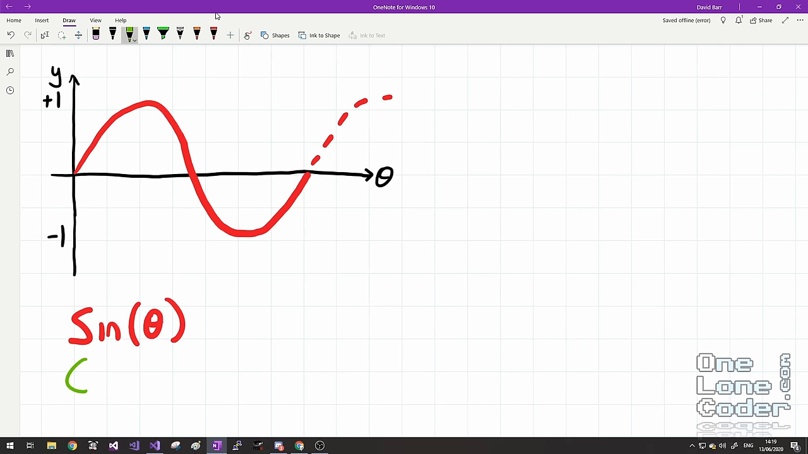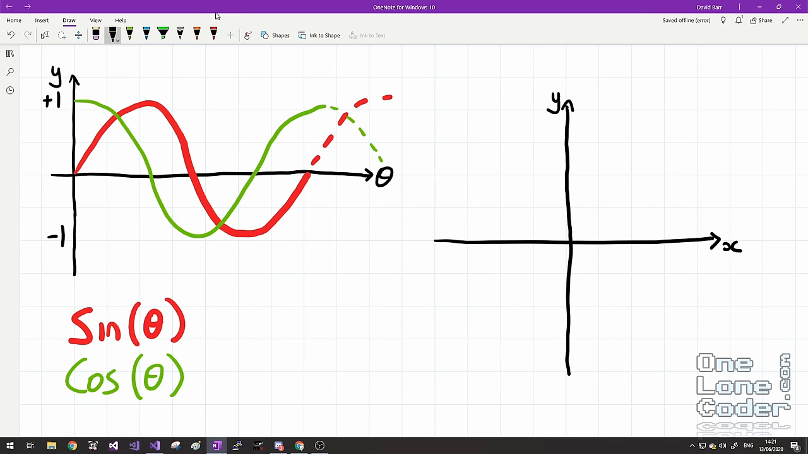In green, on the same axis, I'm going to plot cos theta. And cos theta looks like this. It's not bad. And again, it carries on doing its thing forever. Now you're thinking, why are sine and cosine important? Let's plot a second axis, y and x. At this point here, we've done a full revolution. So this would be where the angle is 360 degrees, or of course 2 pi in radians.